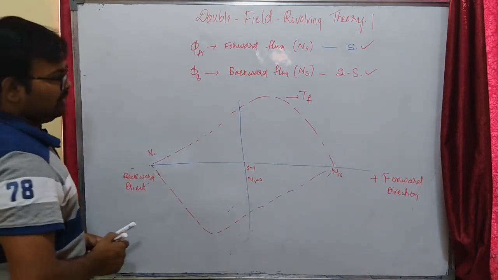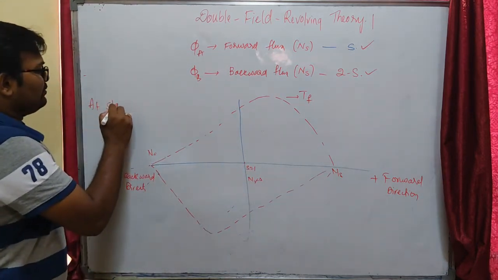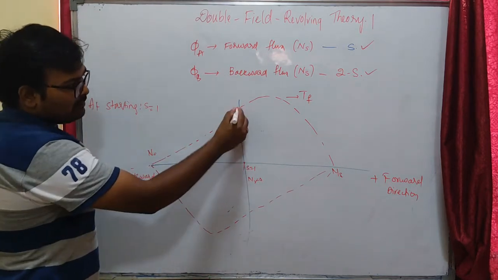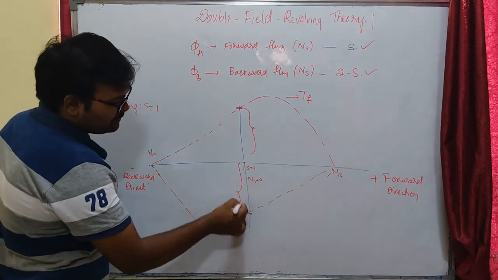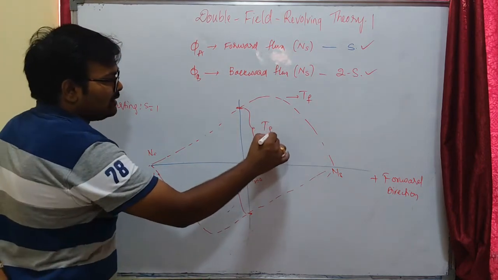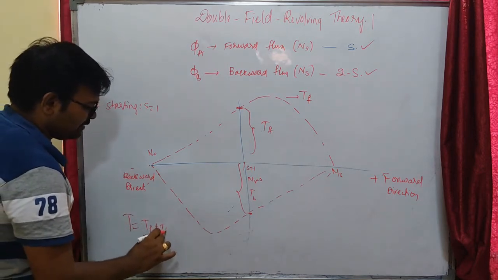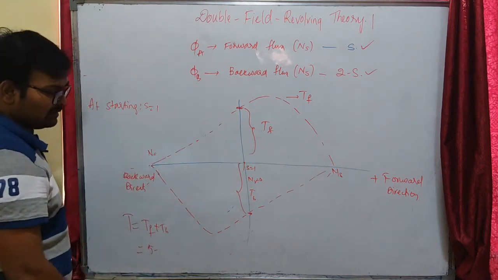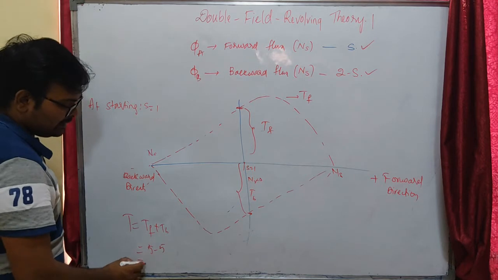Here you can see that at starting, the slip is equal to 1. That means this is the position at starting. So at starting, what is the forward torque? This is the magnitude of forward torque, and this is the magnitude of backward torque, TF and TB. The total torque is the sum of TF and TB. Let us consider TF has a magnitude of 5 Newton meters in the positive direction. TB will have the same magnitude in the negative direction. That means the net torque at starting is 0.